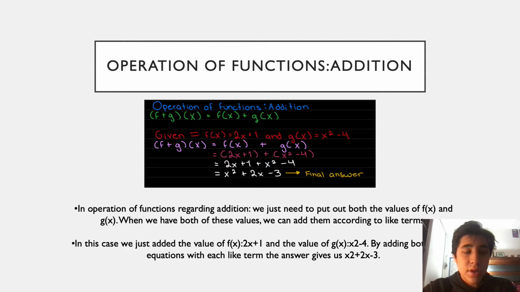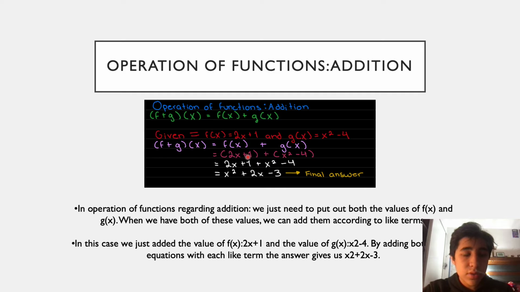Operation of functions, addition. In operation of functions regarding addition, we just need to put out both the values of f of x and g of x. When we have both of these values, we can add them according to like terms. In this case, f of x is 2x plus 1, and g of x is x squared minus 4.